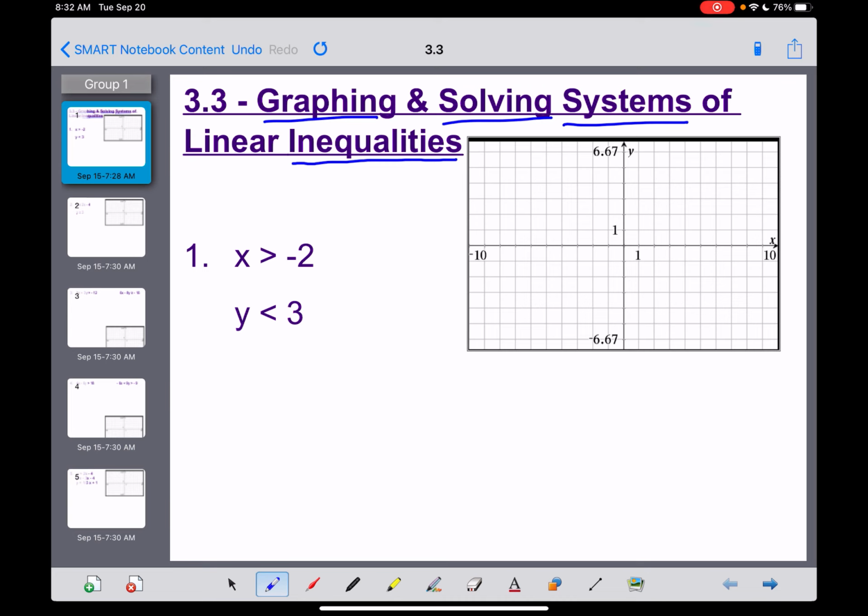We shade the points that work, and we don't shade the points that don't work. And, much like we've been talking about with systems lately, we're looking for solutions, and solutions are going to be points that satisfy all of the statements given to us in a system. So let's start off with number 1, which is about the easiest example I could come up with right here.